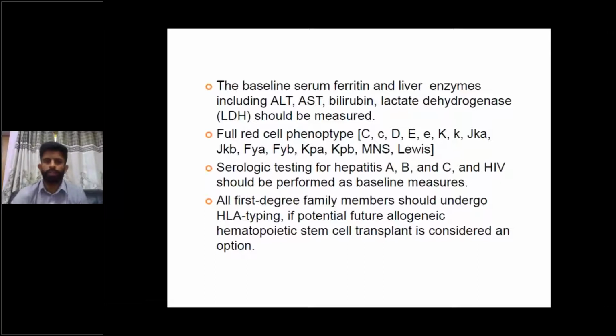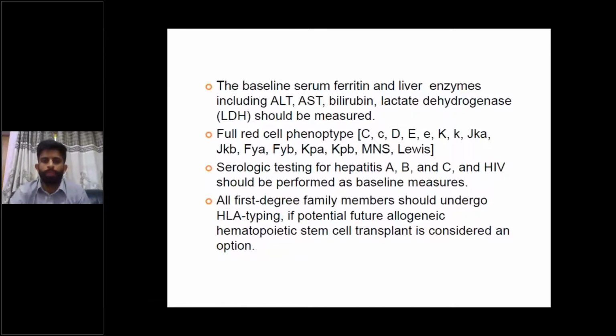AST, ALT will not usually be increased unless there is an associated hepatitis. Could be viral or toxic or iron-related hemochromatosis or whatever. And LDH, lactate dehydrogenase, which is usually highly present in the RBC membranes, because of hemolysis, it will be increased. So LDH will also be increased. So serum ferritin will be increased. Liver enzymes, ALT, AST might be increased. Bilirubin in the form of indirect bilirubin will be increased, and lactate dehydrogenase will be increased.